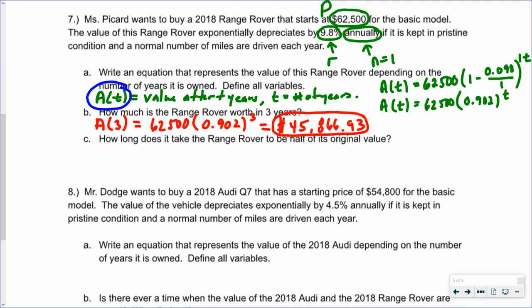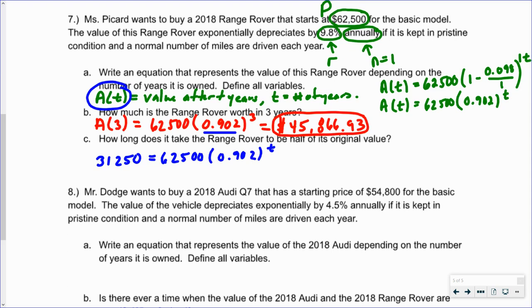Well, half of 62,500 is $31,250. So I'm going to replace A of t with 31,250. And then the rest of the equation remains the same. We have the same initial amount, we have the same depreciation factor, and then t is still the time.